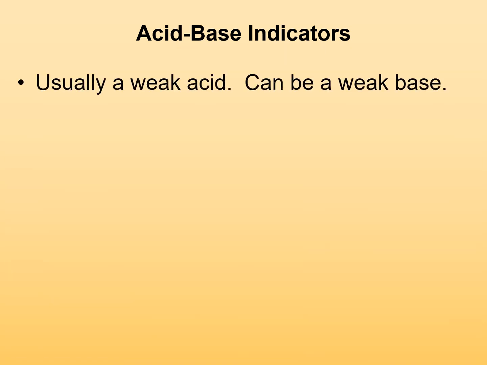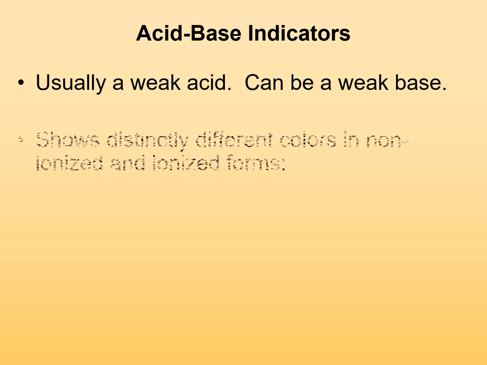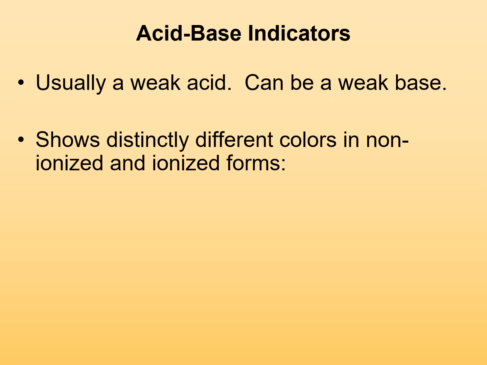Usually our acid-base indicators are going to be some form of weak acid, but they can also be a weak base. These are going to show distinctly different colors between their non-ionized form and their ionized form. Here's an example where the acid form would be red and the base form, the ionized form, would be blue. That would be the color change that we would be looking for.